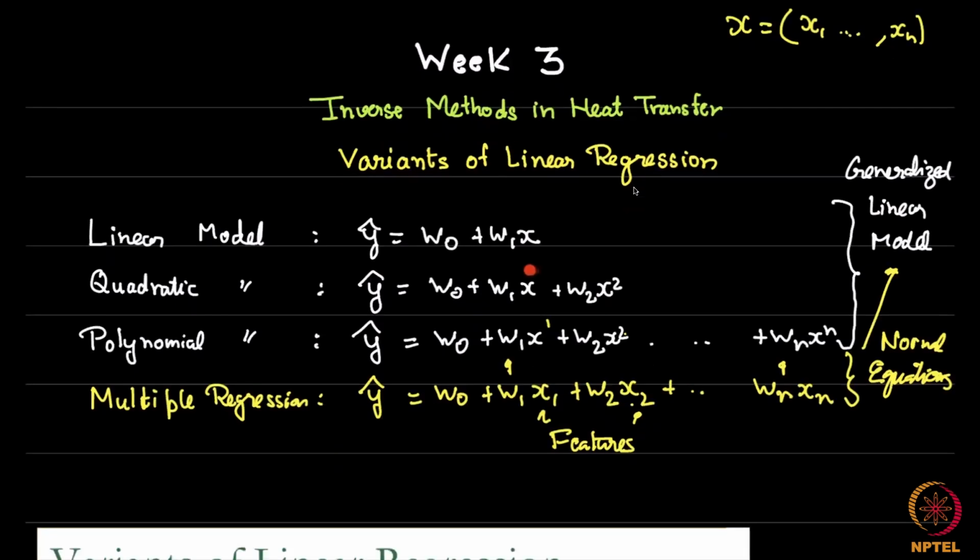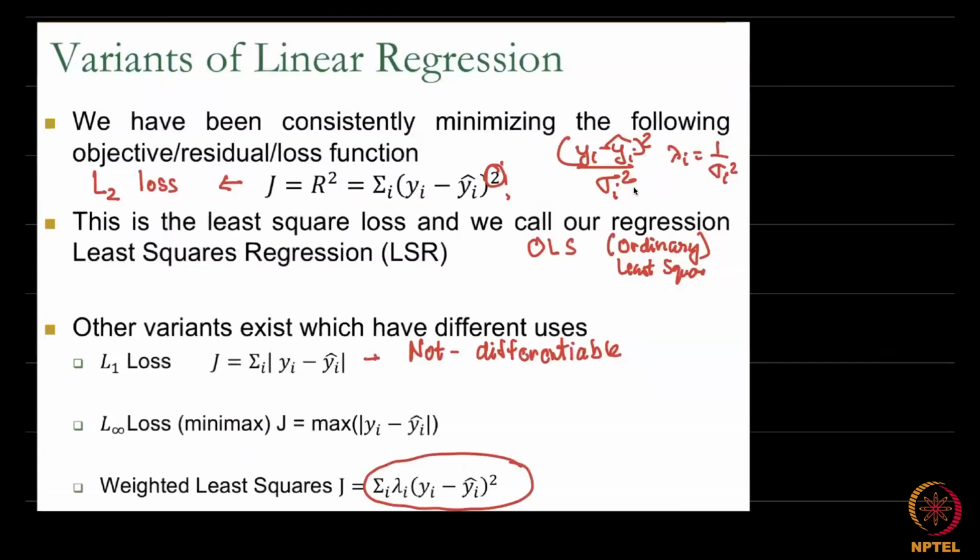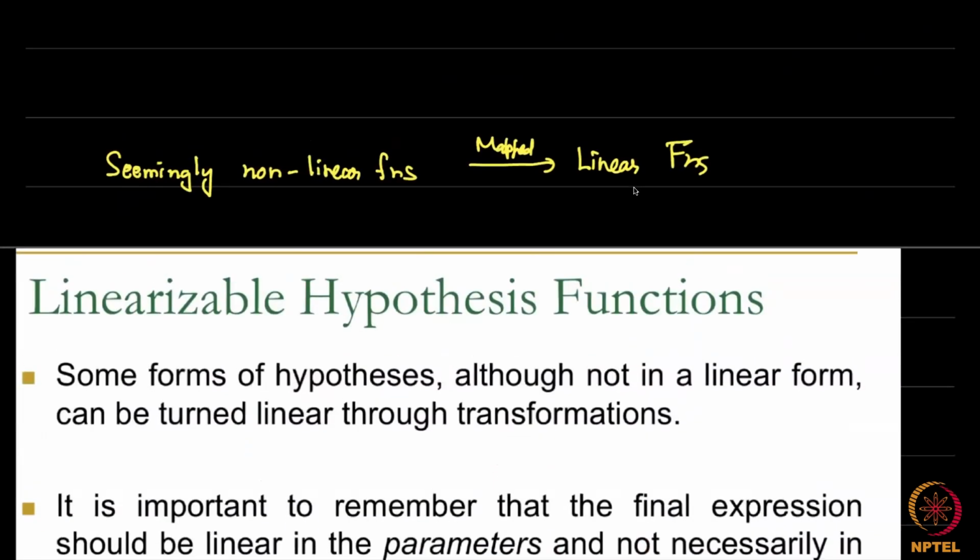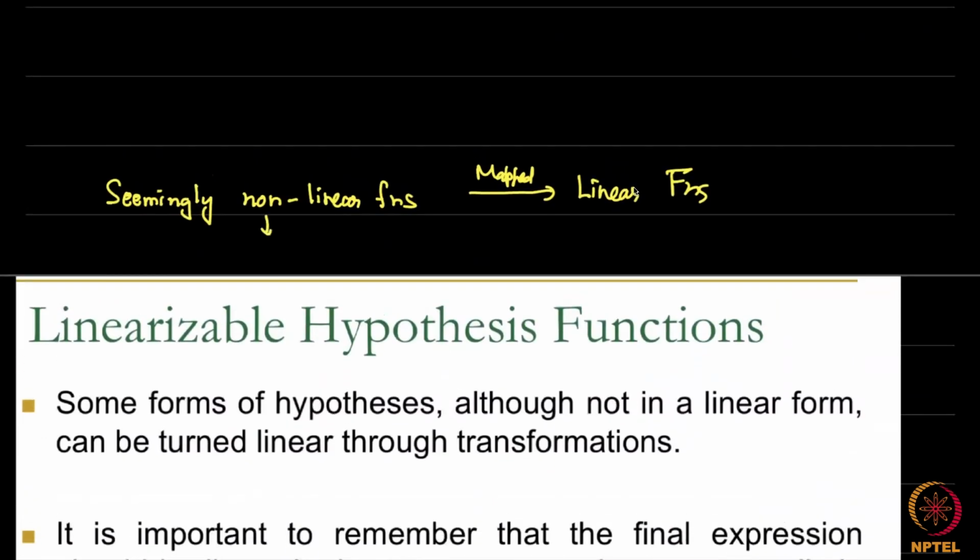So for example, we had x square, and we simply call this x1 and x2, and now what looked like a nonlinear function looks like a linear function. But of course, this was still linear in W0, W1, W2. But let us say we have a nonlinear function in the parameters itself.